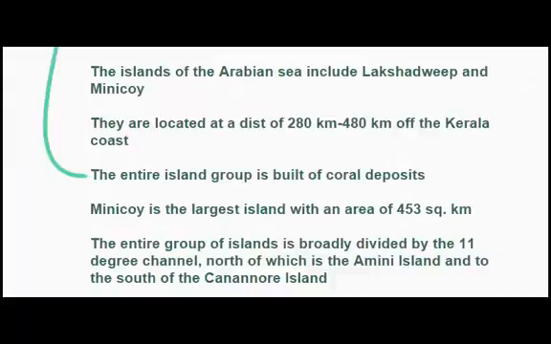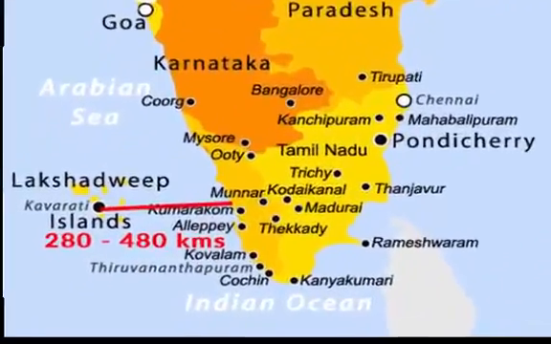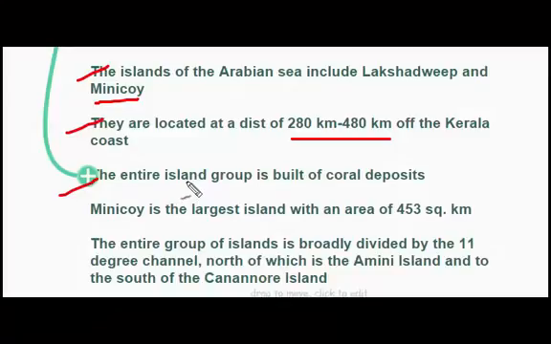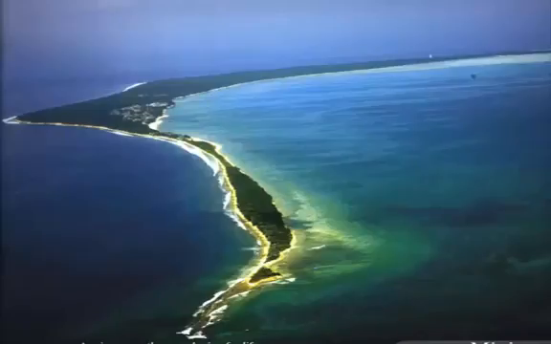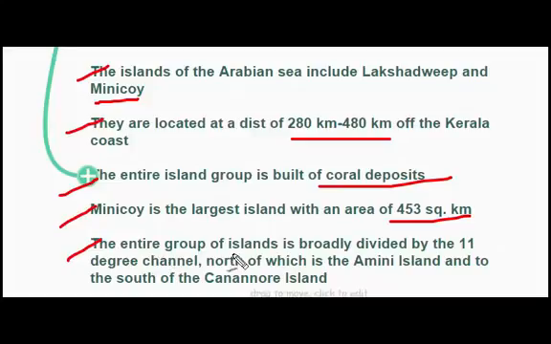Coming to the set of islands in the Arabian Sea, the islands of the Arabian Sea include Lakshadweep and Minicoy. They are located at a distance of 280 km to 480 km off the Kerala coast. The entire island group is built of coral deposit. Minicoy is the largest island with an area of 453 square kilometers. The entire group of islands is broadly divided by the 11-degree channel, north of which is the Amini Island and to the south of it, Cannanore Island.